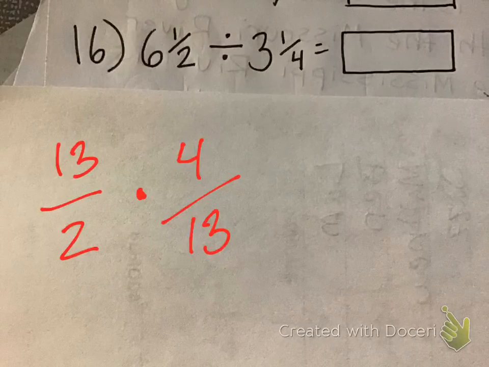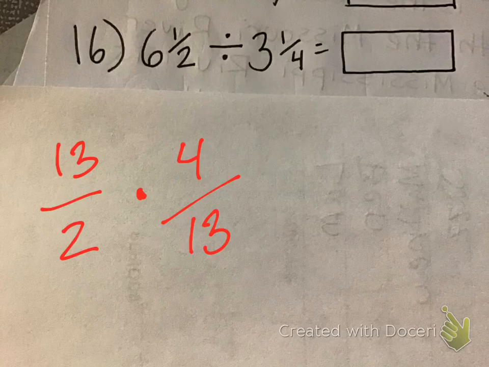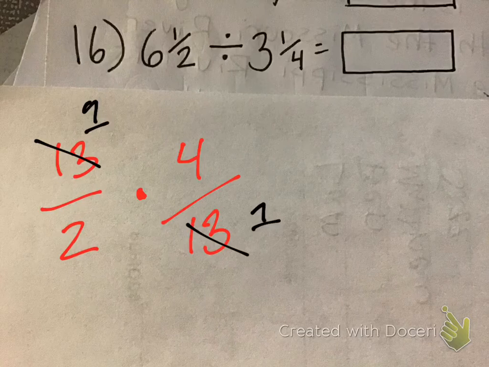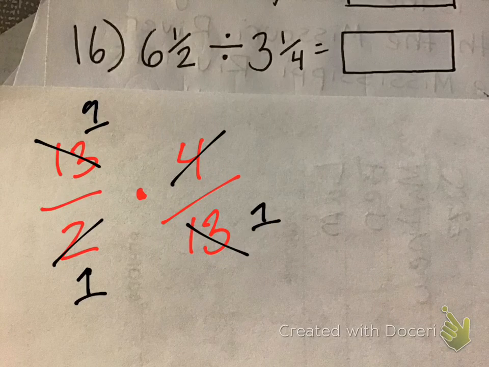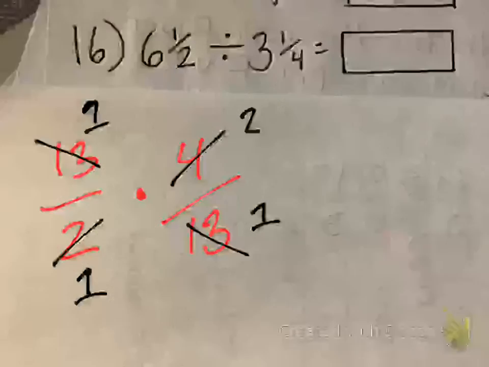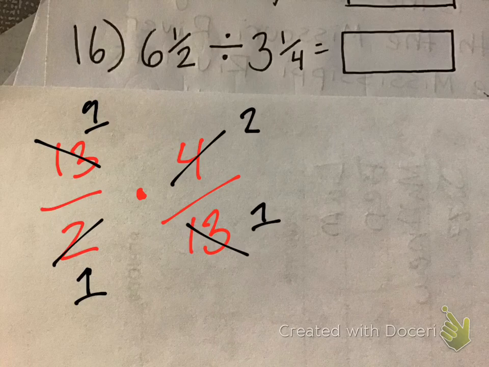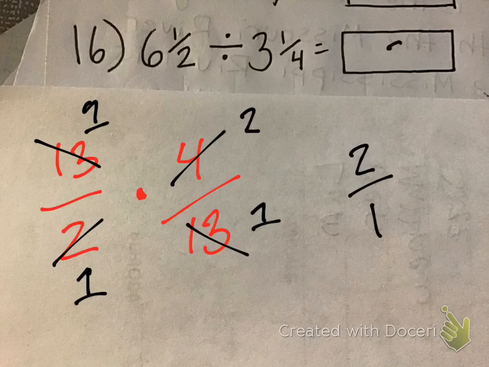What can I do now? Can I do something now? Let's see, Shiley. Perfect. Cross cancel 13, 13. It becomes 1 and 1. What else can I do, Leanne? 4 and 2. It becomes 1 and 2. What do I get as my lovely answer here? Let's see a new hand. Let's see. Amari. Perfect. I get 2 over 1, which is just 2.